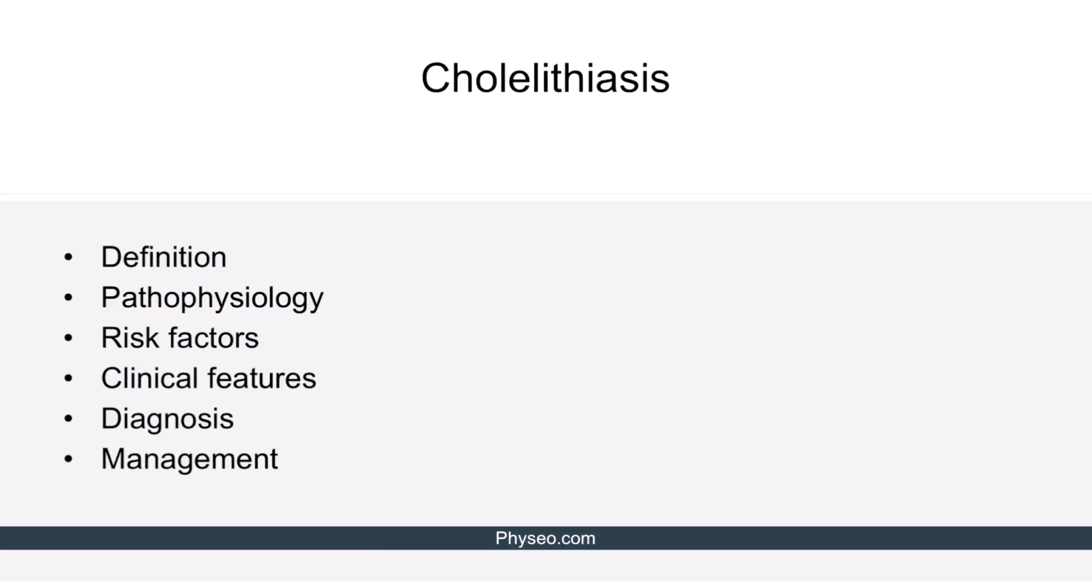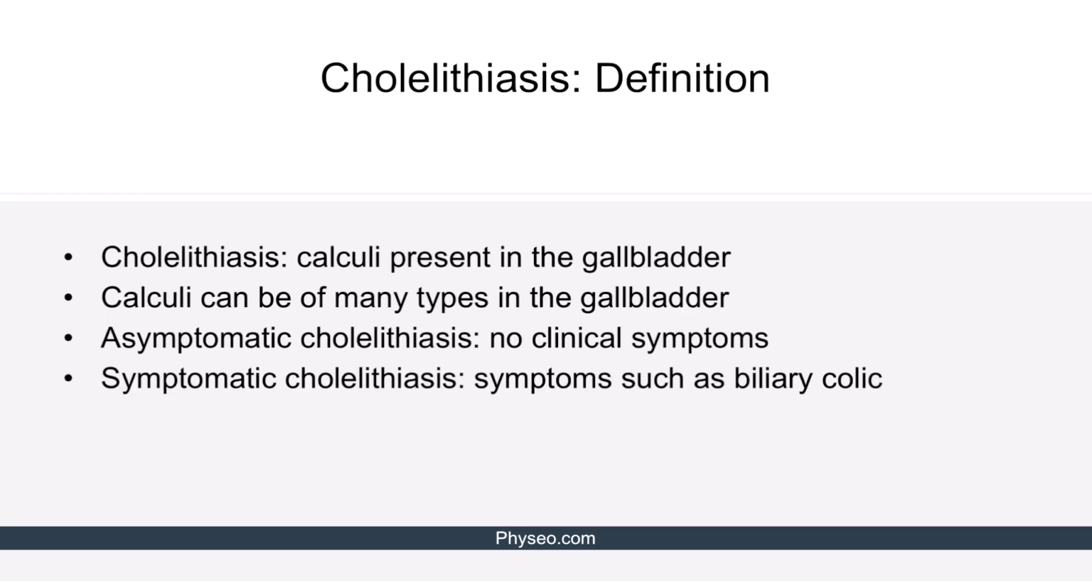For this topic, we'll be covering the definition, pathophysiology, risk factors that lead to the disease, clinical features, diagnosis, and management. First, let's define a few terms related to gallstone disease. Cholelithiasis is the presence of one or more calculi in the gallbladder, regardless of the presence of symptoms. Calculi in the gallbladder can be formed due to various reasons and also have varying compositions.